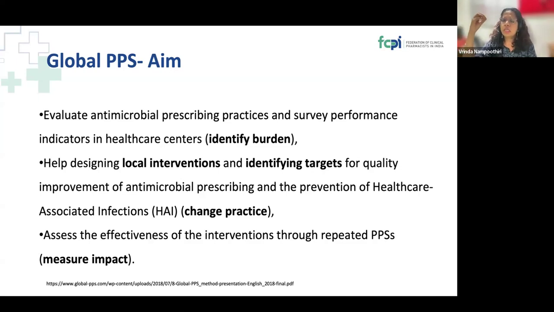So if you see during your PPS that a lot of patients do not have a documented indication for antibiotic use, you can put in an intervention to improve that process measure, and then you see whether this particular intervention has helped in improving the compliance to that process measure. So in that way, global PPS happens in 3 levels. First you understand what the issue is, then you implement certain interventions, and third you assess the effectiveness of that intervention. Assessing the effectiveness of the intervention is again done through repeated PPS.